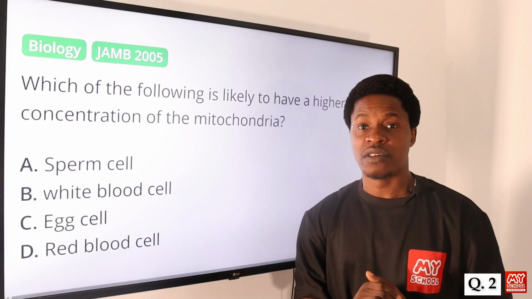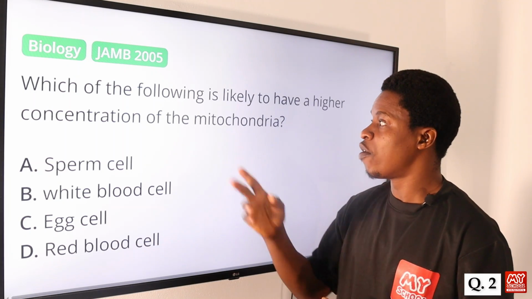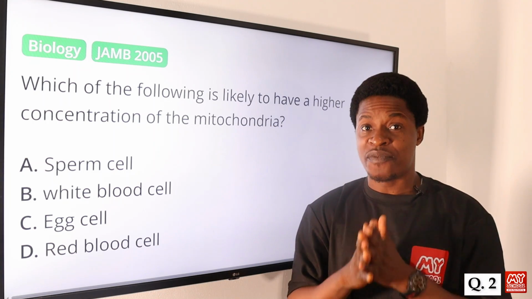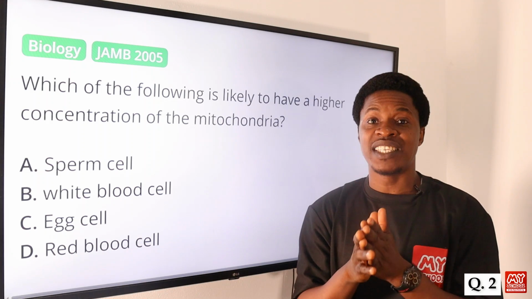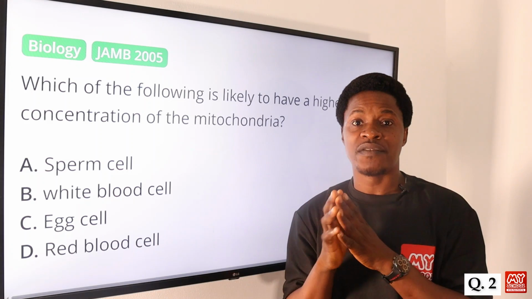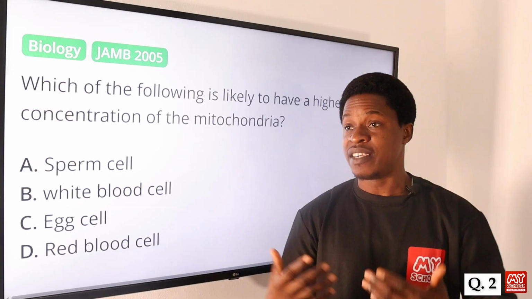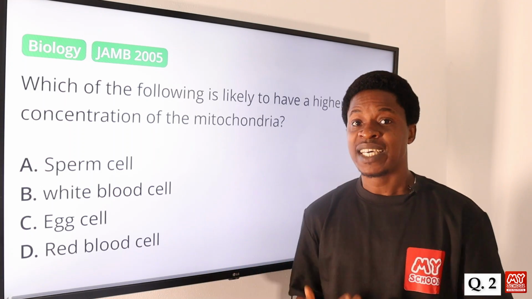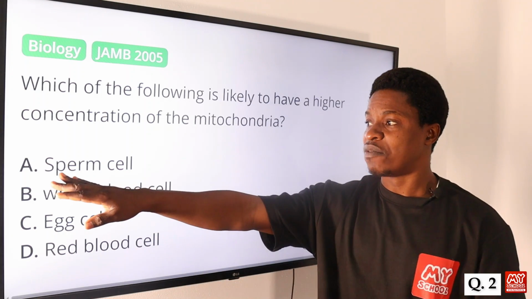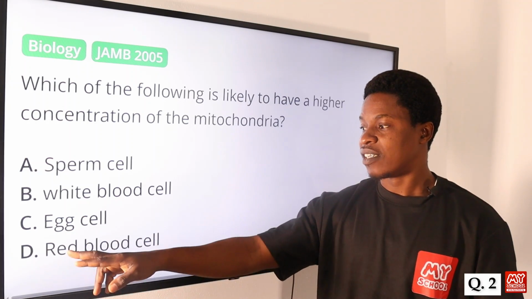Now let's move on to question number 2. Which of the following is likely to have a higher concentration of the mitochondria? You agree with me that mitochondria is referred to as the organelle that is called the powerhouse of the cell. Powerhouse because it generates energy in form of ATP that is required by living cells to carry out their life. Now if you look at all of these options, option A says sperm cell, we have white blood cell, egg cell, red blood cell.